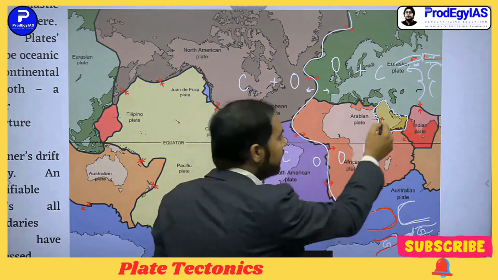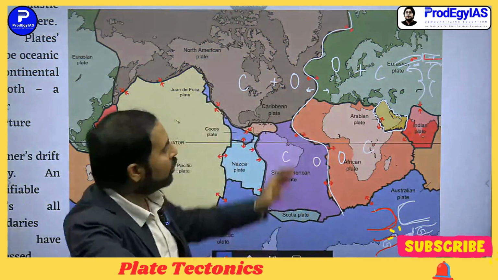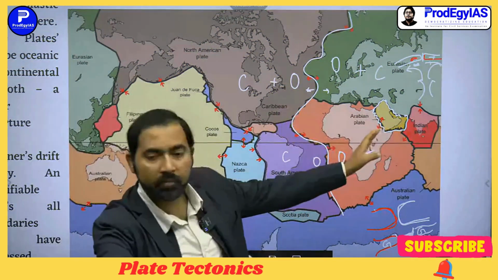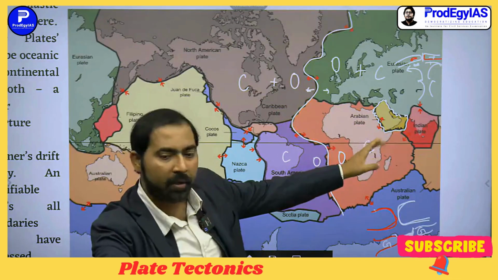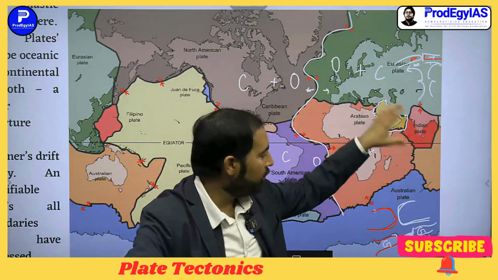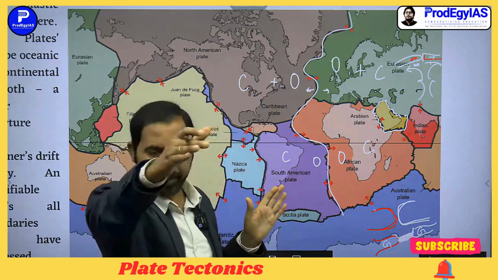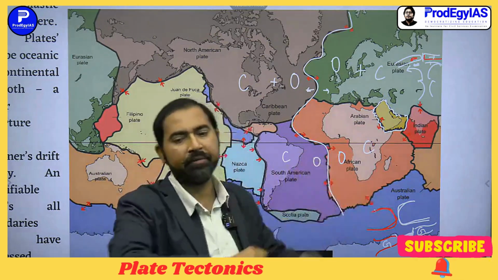And in that way, this is a minor Arabian plate. Okay, though this is part of this African plate, but this is a minor plate. Like this part is Indian plate, a minor plate, but it is part of this major Australian plate. Australian plate is a major plate, and Indian plate is a part of that plate.